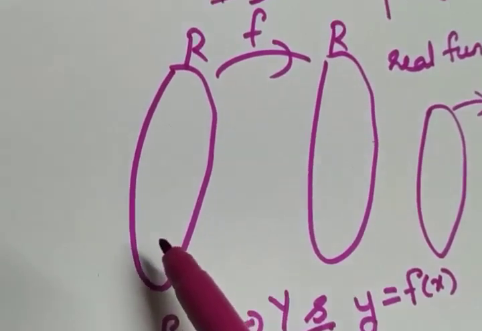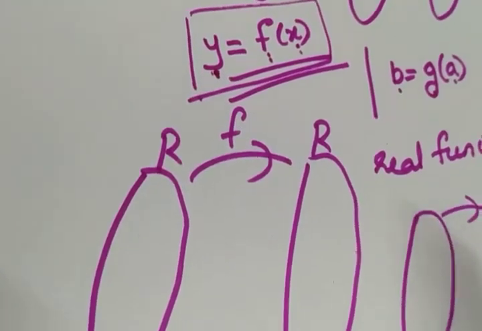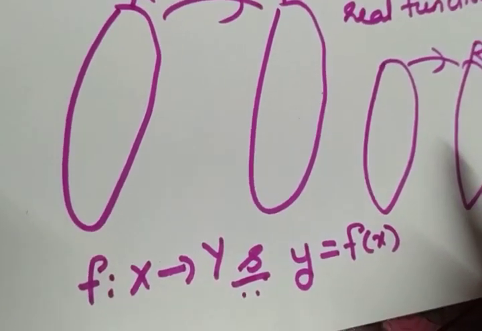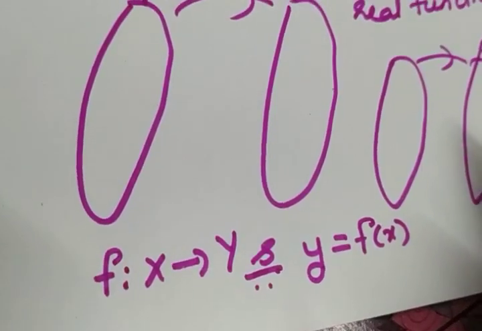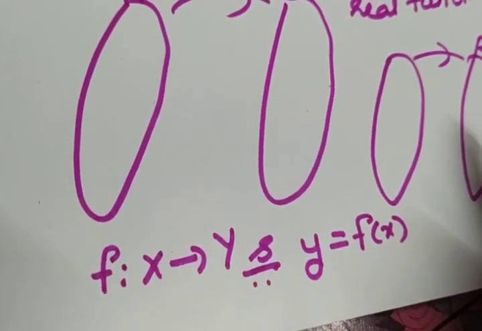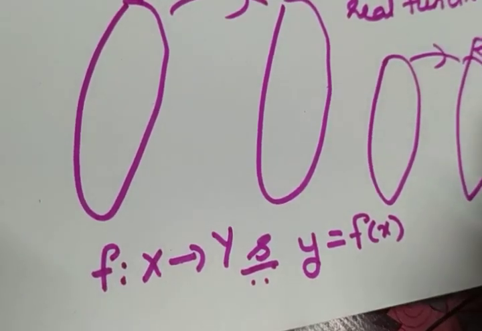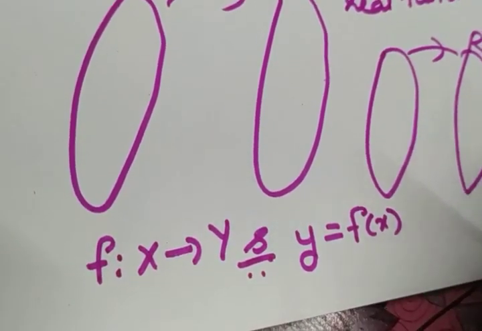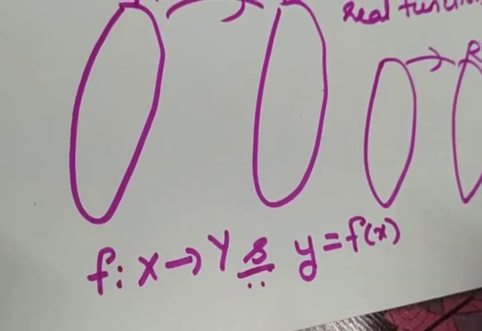If domain and codomain are real numbers, then the function is called a real function. And if the codomain only is real numbers, then it is called a real valued function. And one more thing: all functions are relations. But all relations need not be functions. I repeat, all functions are relations, but all relations need not be functions.